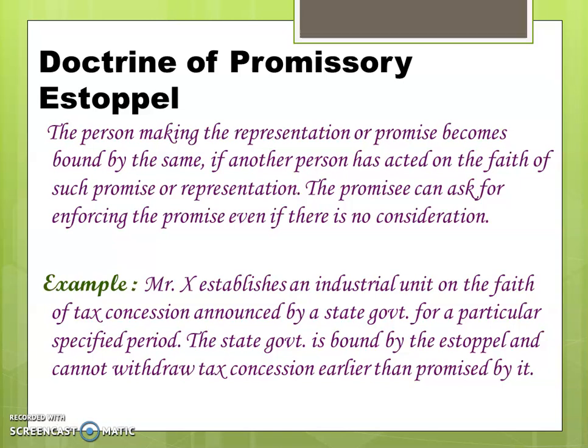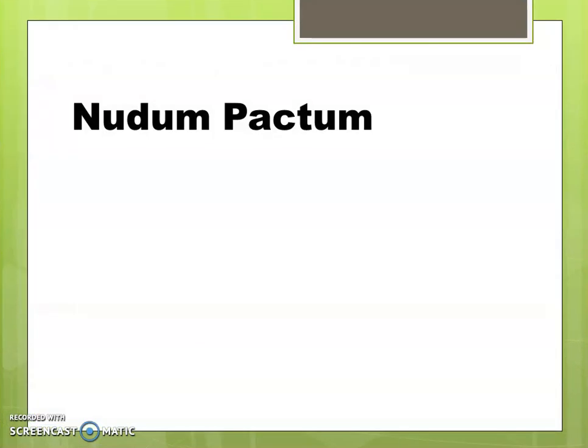So on the basis of the faith of the promisee, if the promisee acts on that, he is supposed to get the benefit of the contract in full, even if there is no consideration as a part of the contract. This is called the doctrine of promissory estoppel. And the second term we are going to discuss today is Nudum Pactum.